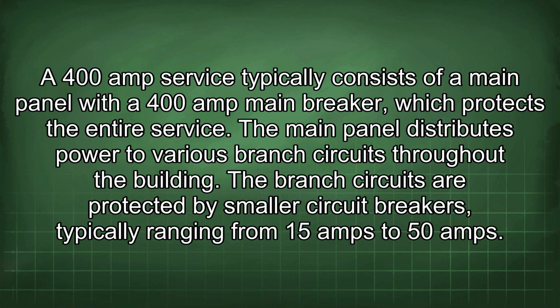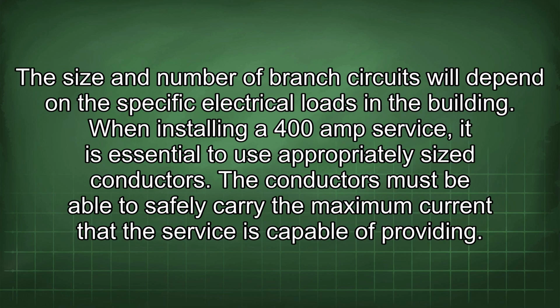The branch circuits are protected by smaller circuit breakers, typically ranging from 15 amps to 50 amps. The size and number of branch circuits will depend on the specific electrical loads in the building. When installing a 400 amp service, it is essential to use appropriately sized conductors. The conductors must be able to safely carry the maximum current that the service is capable of providing.